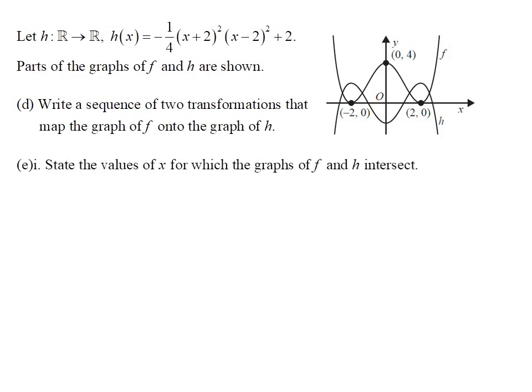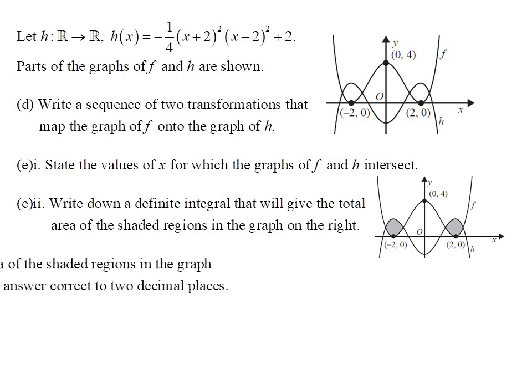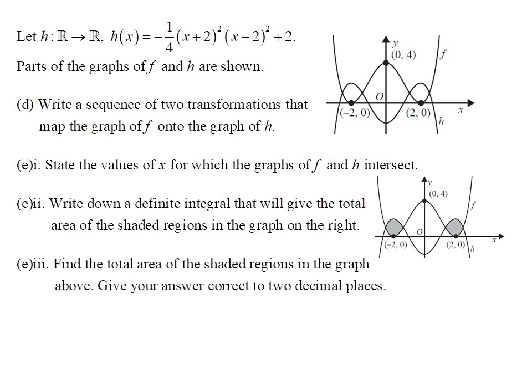Part E has 3 subparts, where the first subpart is to state the value of x for which the graphs of f of x and h of x intersect. Subpart 2 of part E is to write down a definite integral that will give the total area of the shaded region in the graph. Subpart 3 of part E is to find the total area of the shaded region in the graph.